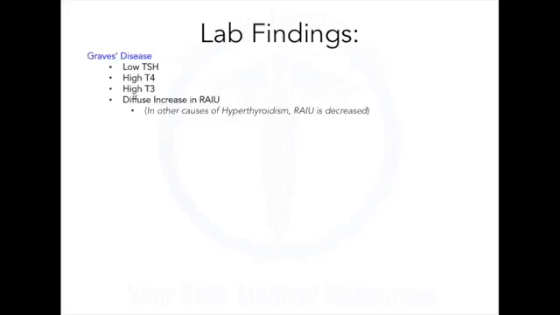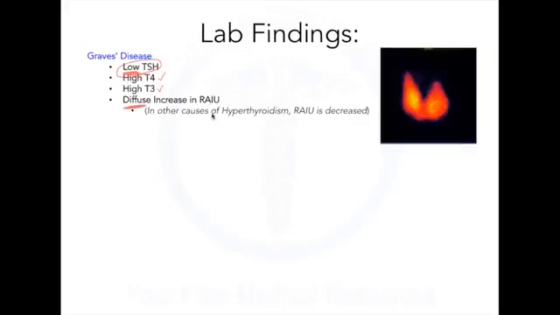Now, what do we see in the lab findings? Well, we're obviously going to see an increase in thyroid hormones as well as a decrease in TSH levels. But what's really important is the diffuse increase in the radioactive iodine uptake, as shown in the picture, which allows us to differentiate Graves' disease from other forms of hyperthyroidism.